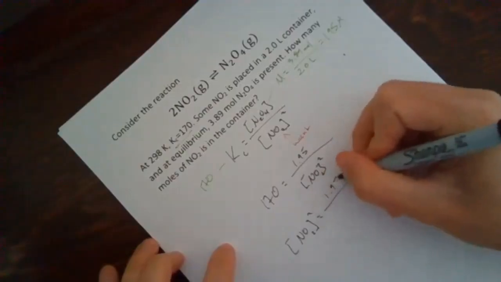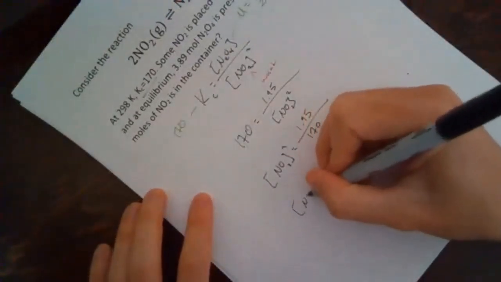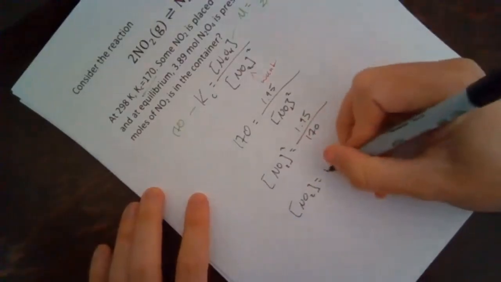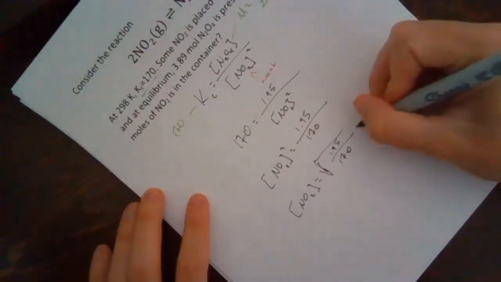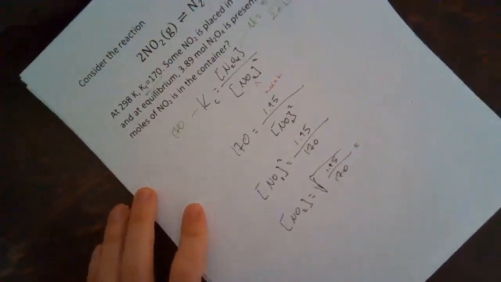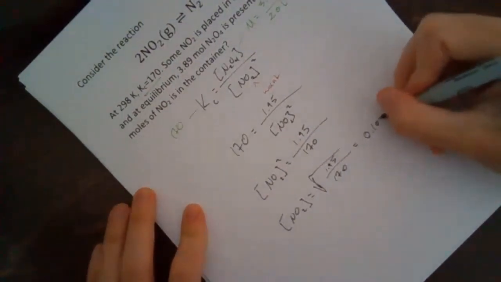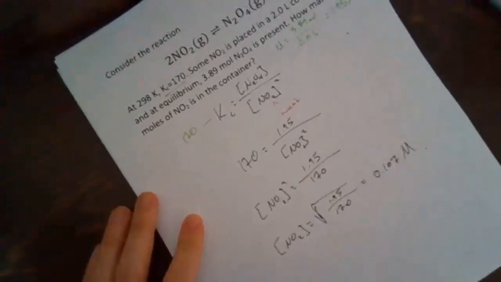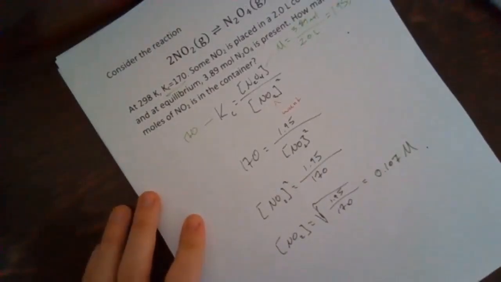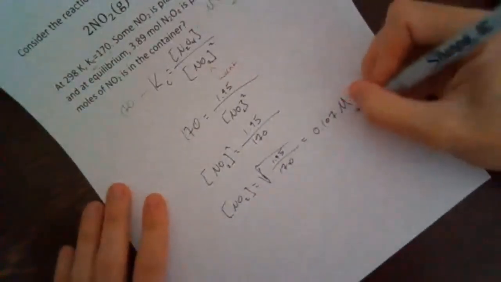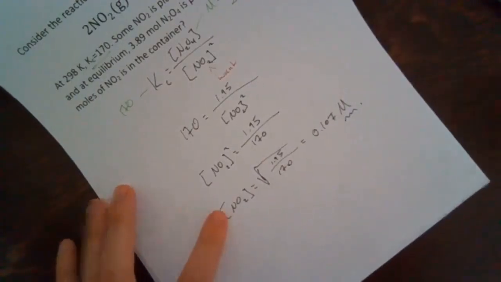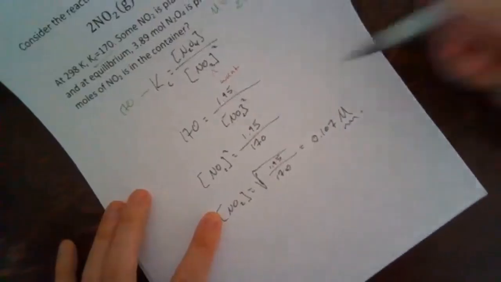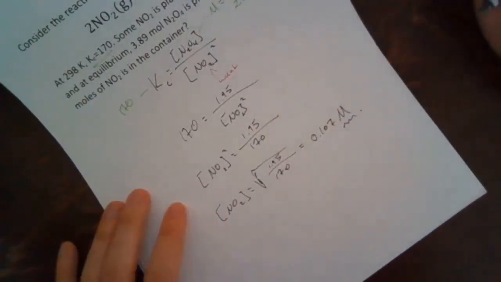That is 1.95 divided by 170. And so that tells me that the concentration of NO2 is equal to the square root of 1.95 divided by 170, which is 0.107. And again, it's molarity. The answer that you get is the concentration, and it's always going to be in molarity. So that is the concentration of NO2 that's left over in this container that you started with.